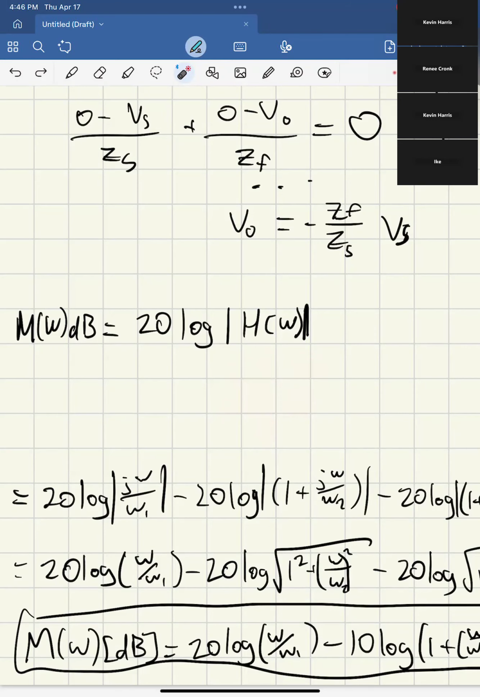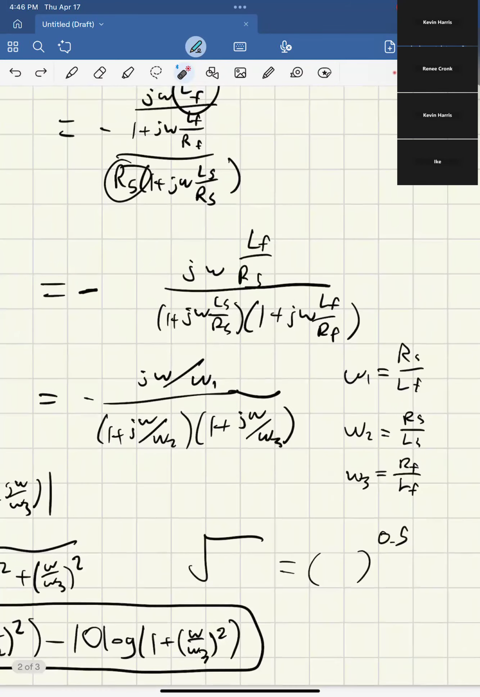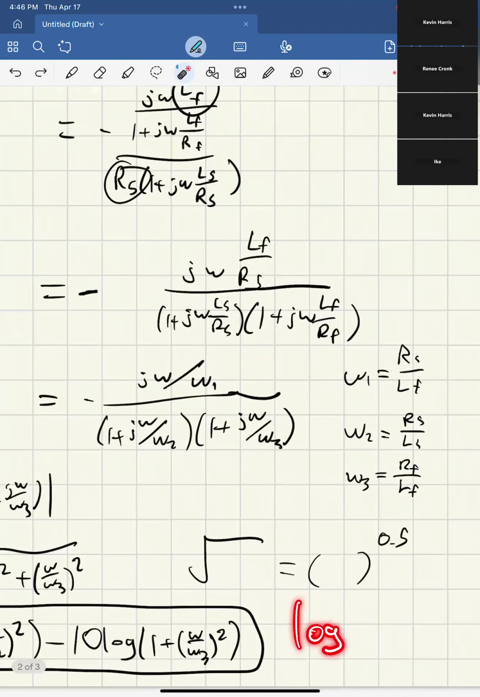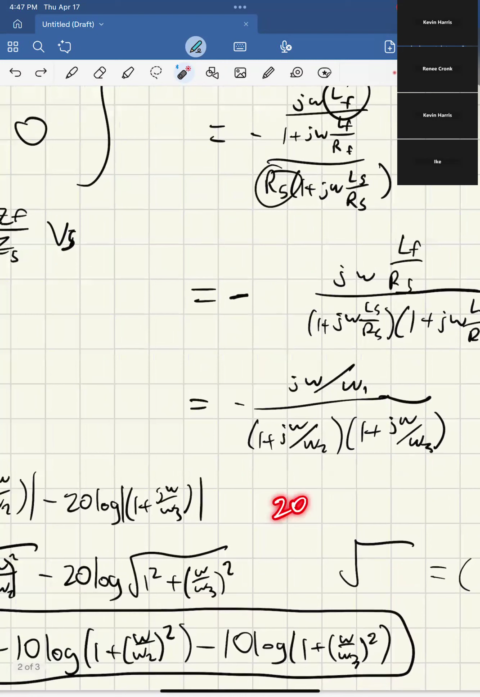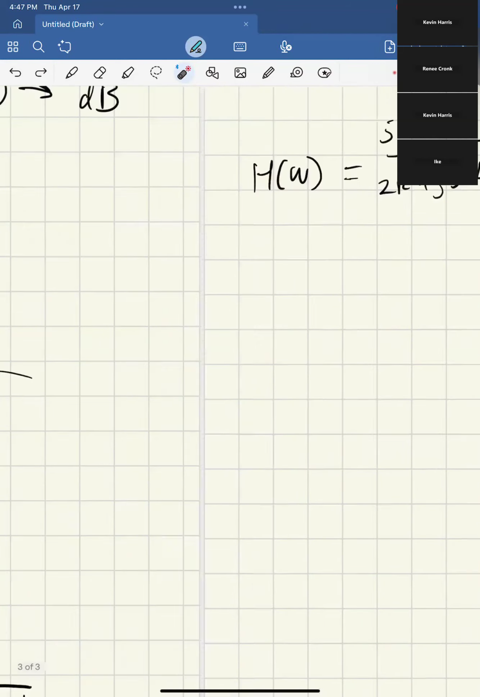How did I get 10 log for the final answer? That's what I said right here. This is just a log rule: log of x squared is equal to 2 log x, or log of x to the n is equal to n log x. So in this case, we had 20 times log of the square root of x, and that is equal to 20 times the log of x to the 0.5. So then we just move that 0.5 to the front, and 20 times 1/2 is 10.